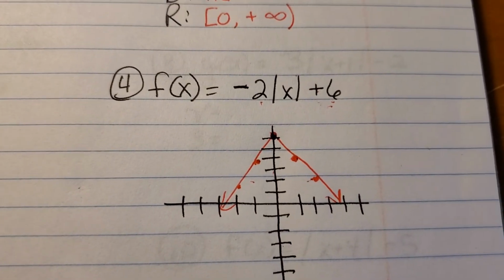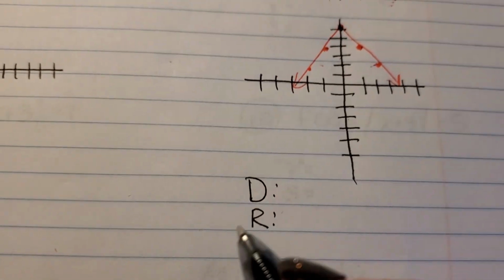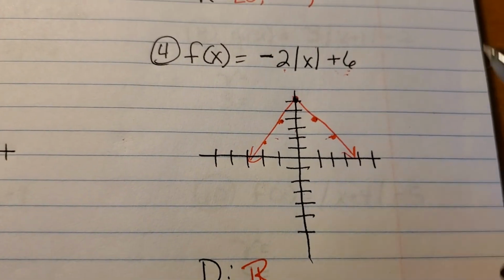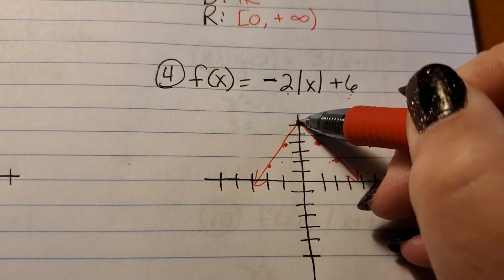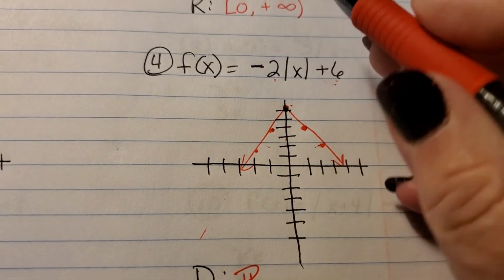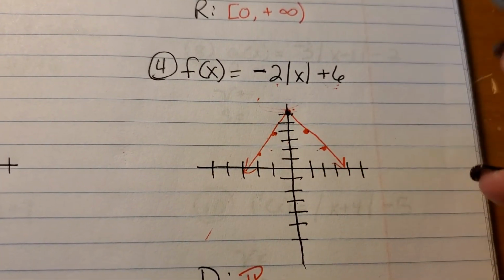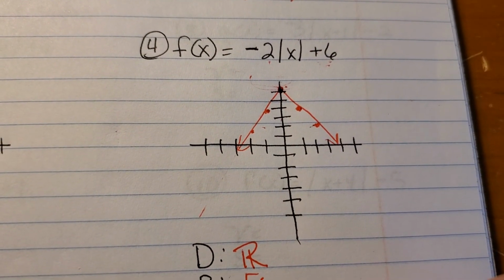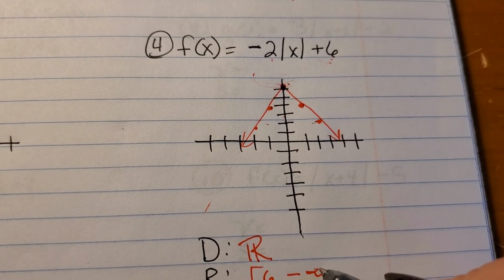All right. And this one, our domain, again, is all real numbers. And our range this time is going to be this point and everything below it, because they're continuing down, right? Nothing's happening up in this area. So it's positive 6, and it does include that, so it's a bracket, positive 6 to negative infinity.